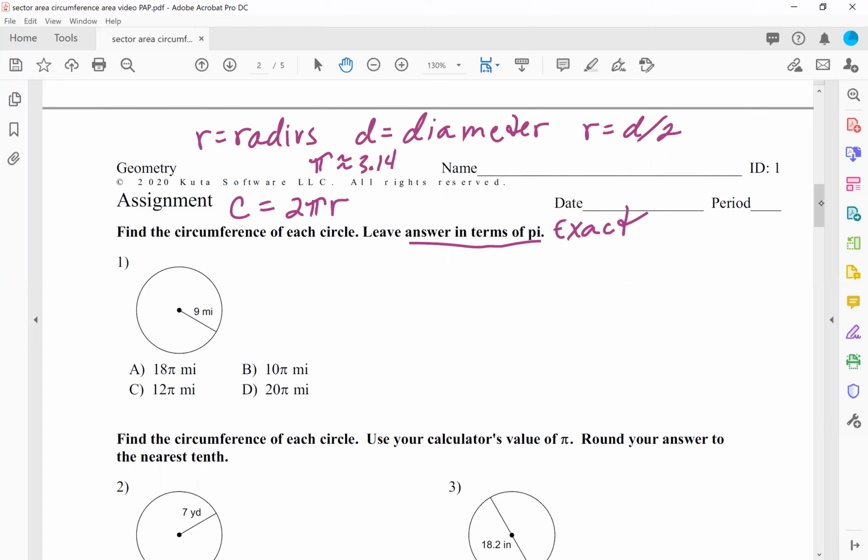So circumference. Here we're just going to do 2 times pi and then our radius, which is 9. You're only going to multiply the numbers that are not pi. So 2 times 9, so it's 18, and then you put pi on the end. So the circumference of the circle is 18 pi.